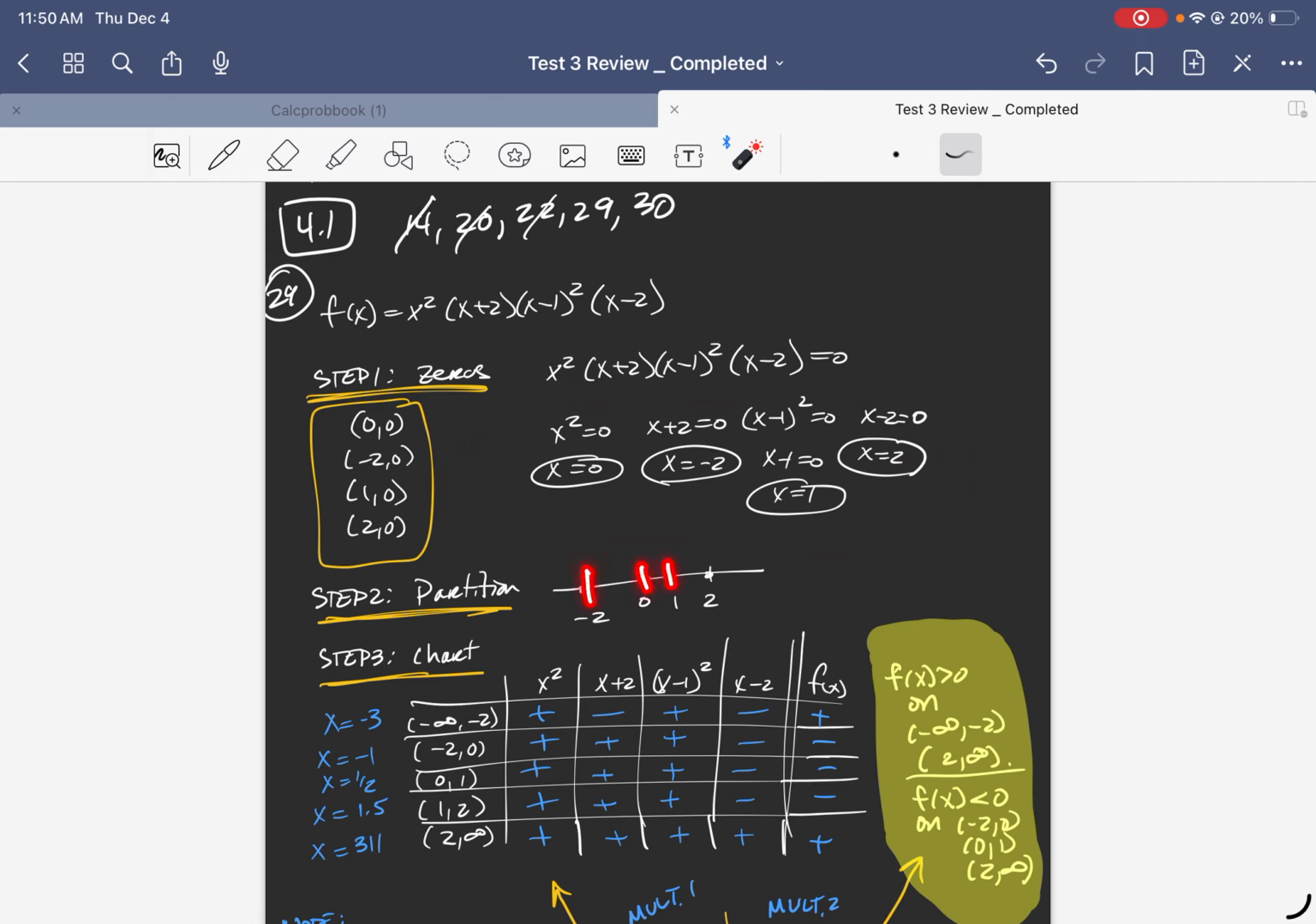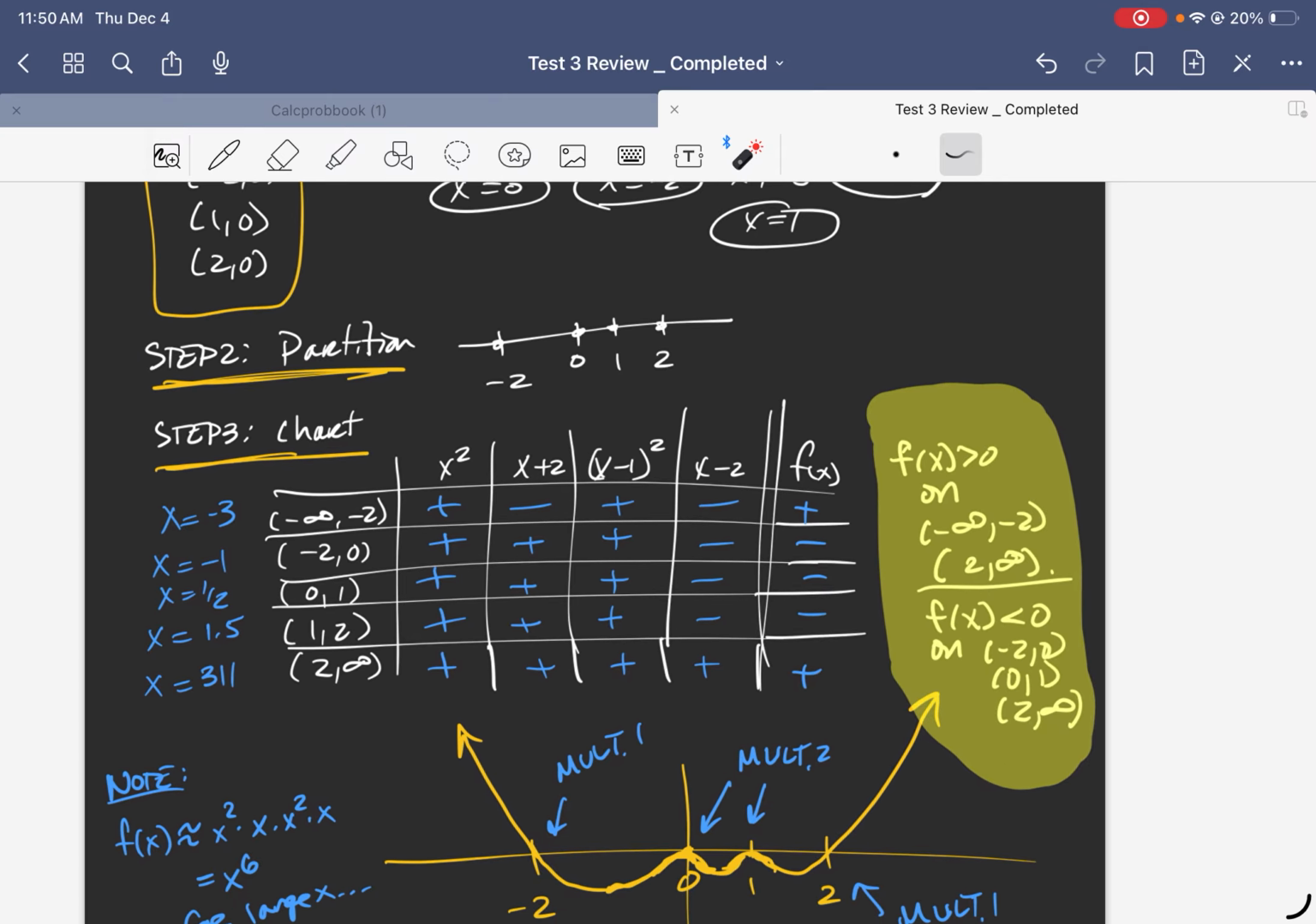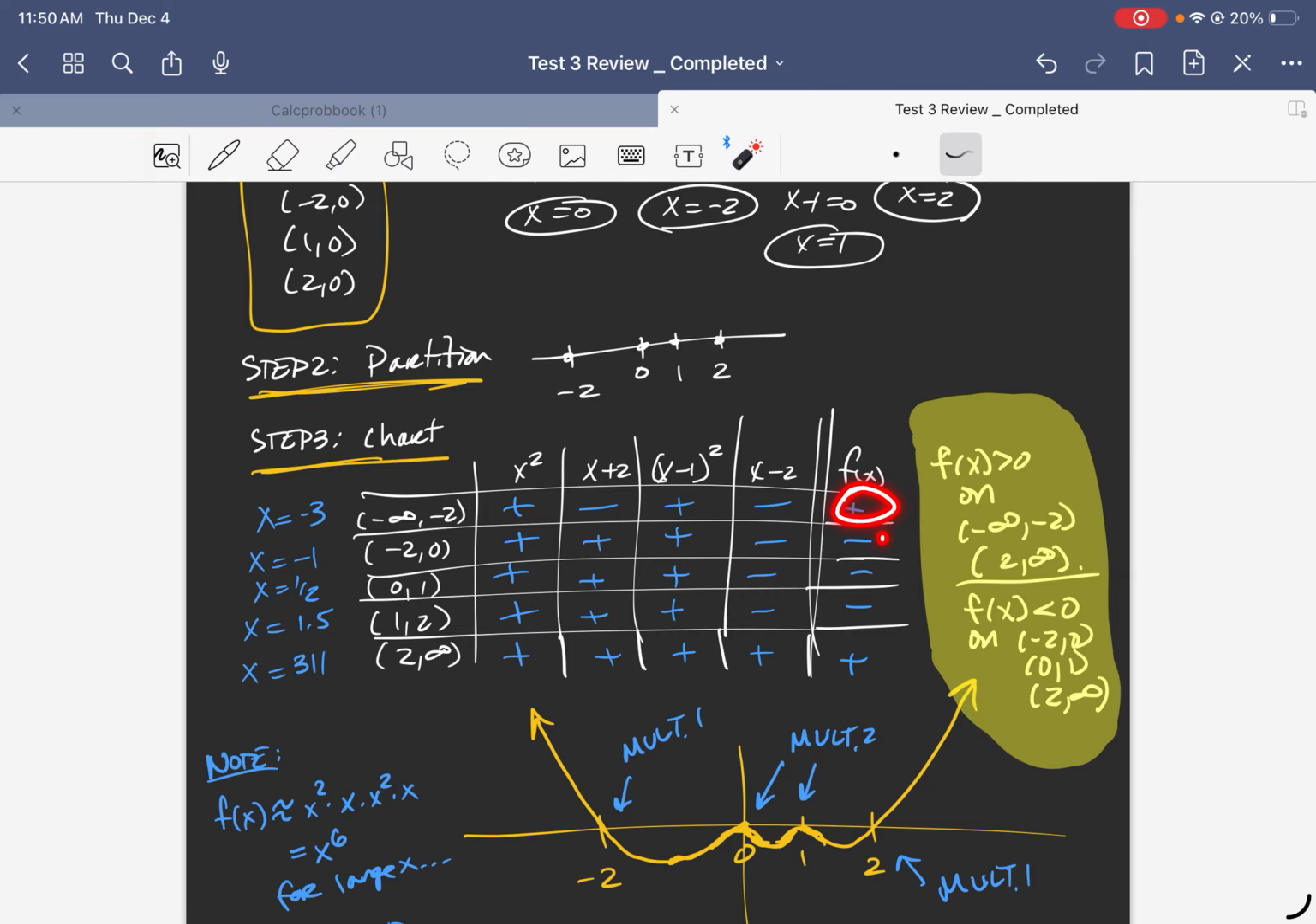Those 4 zeros cut the interval into 5 subintervals, which are here. And notice all of these factors must be along the top. When we fill out the chart, we get positive, a bunch of negatives, and a positive. So that means that f of x is positive on these two intervals, and it's negative on these 3.